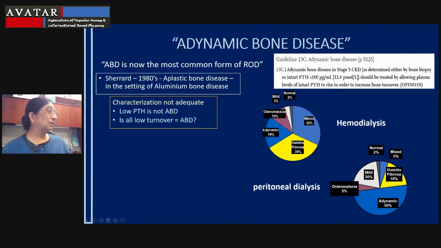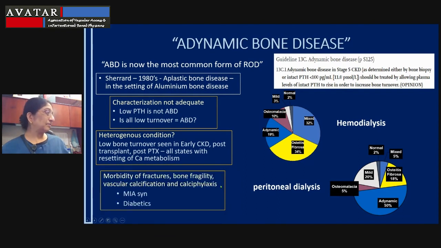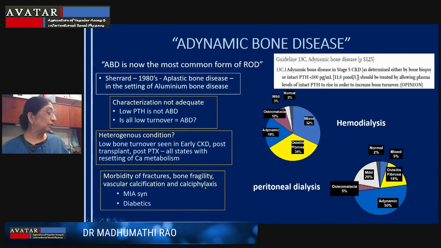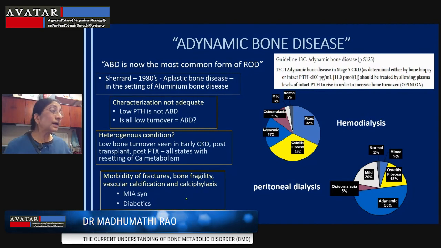Low PTH is not adynamic bone disease, and all low turnover may not be adynamic bone disease. We also know it's a heterogeneous condition, and low turnover can be seen in many, many settings, usually where calcium metabolism has reset itself. And the morbidity of fractures, bone fragility, vascular calcification and calciphylaxis is not uniformly observed. We often need underlying comorbidities such as diabetes and the MIA syndrome to actually see these poor outcomes in association with low turnover bone disease.